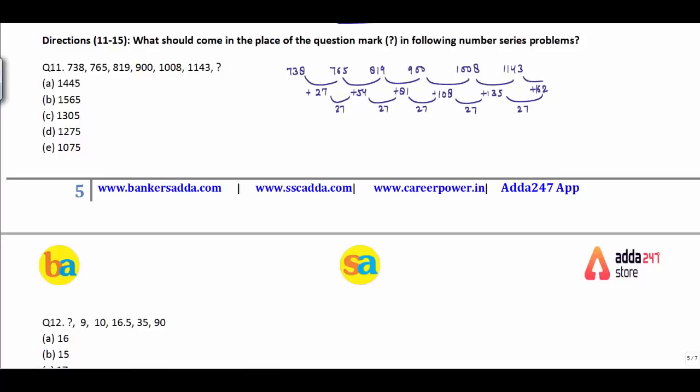So plus 162, if we apply here, we will get 1305. So this is the missing term, hence option C is the correct choice.